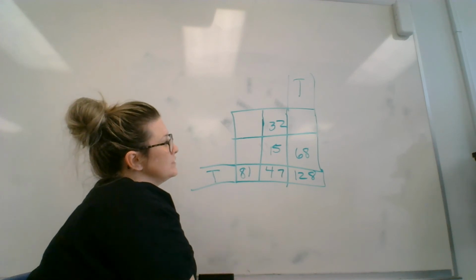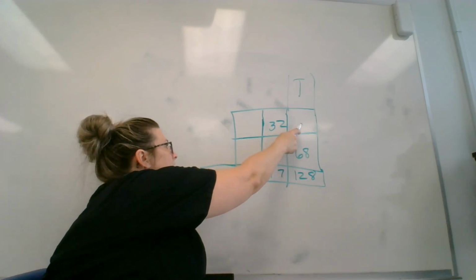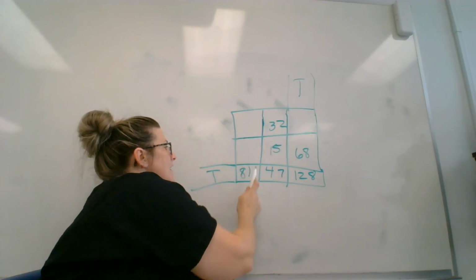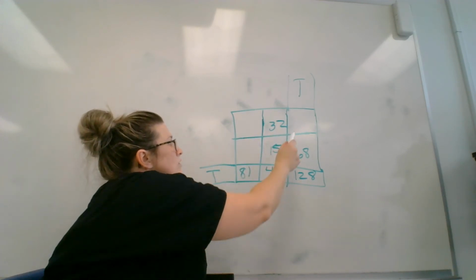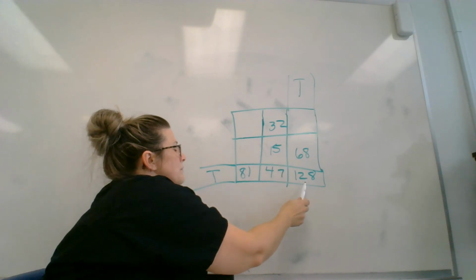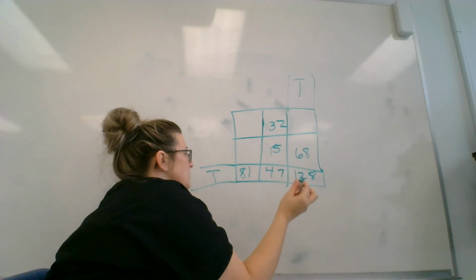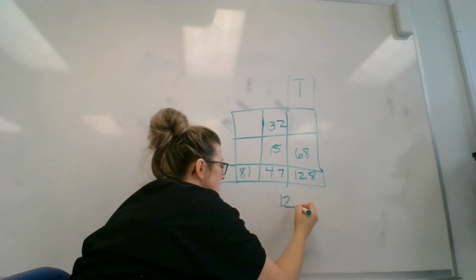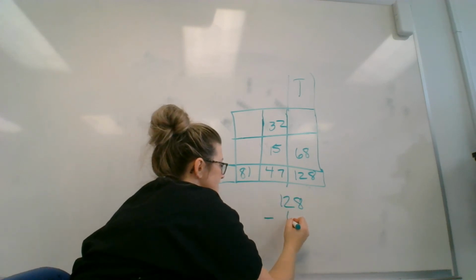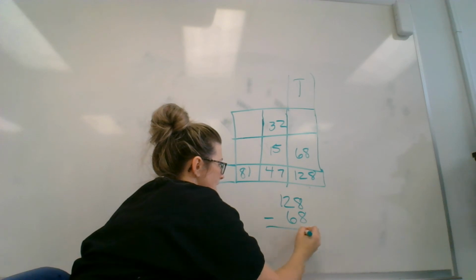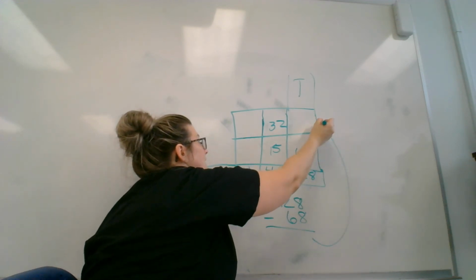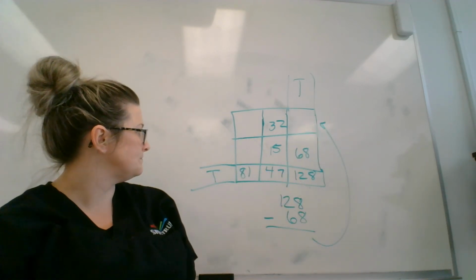So the next thing I'm going to do is try and find the answer here so that I can solve this and this. So in order to get this answer, we have to work backwards. This is my total. 128 minus 68 equals that box. And then you plug it in there.